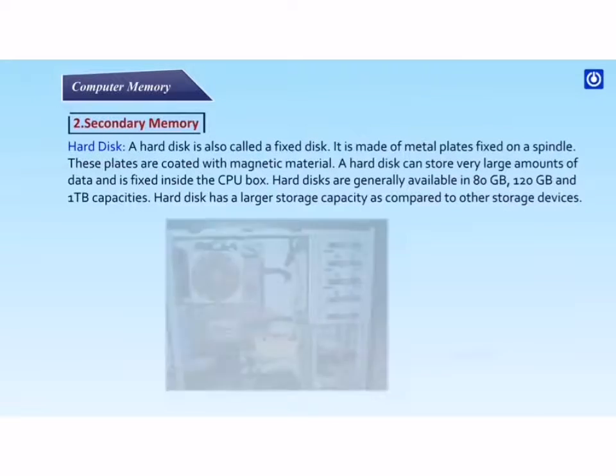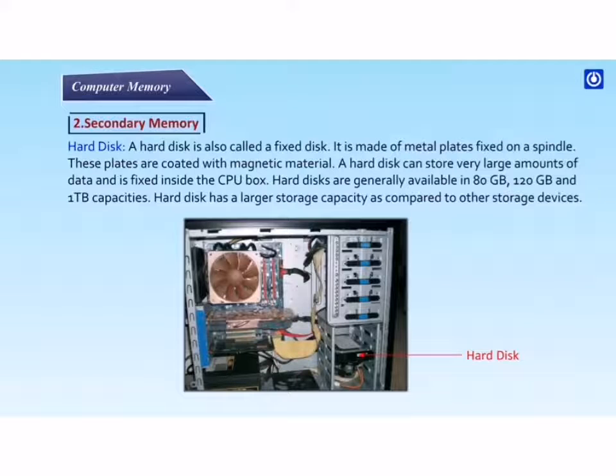Hard disk. A hard disk is also called a fixed disk. It is made up of metal plates fixed on a spindle. These plates are coated with magnetic material. A hard disk can store very large amounts of data and is fixed inside the CPU box. Hard disks are generally available in 80 GB, 120 GB, and 1 TB capacities. Hard disk has a larger storage capacity as compared to other storage devices.